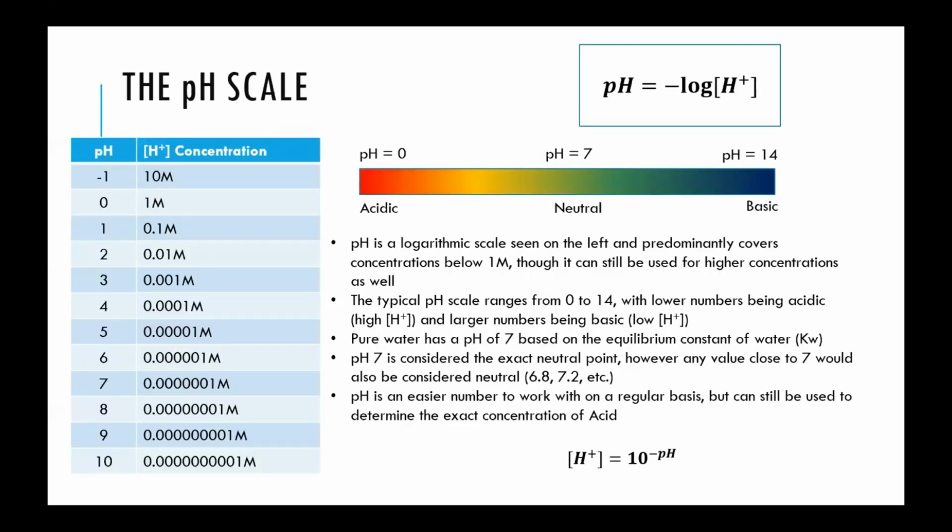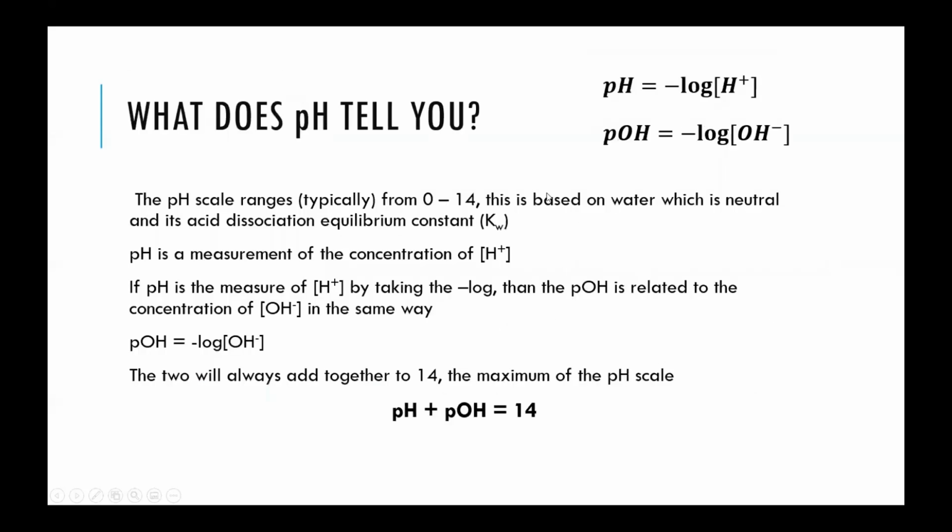So as mentioned in the previous lecture, you're looking at the pH scale, and pH is a measurement of the concentration of H+, or the concentration of acid. So the pH is the negative log of the concentration of H+, typically ranging from 0 to 14, and it's a log-based scale. And you can use this to convert between pH and concentration of acid, or concentration of H+.